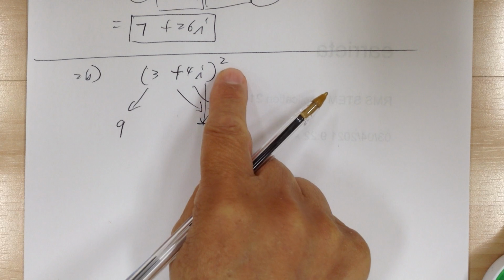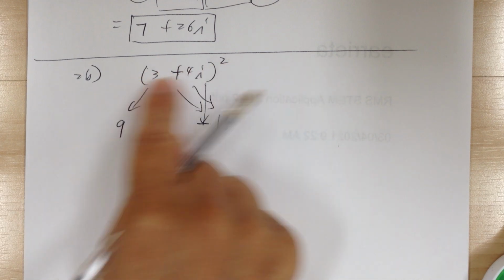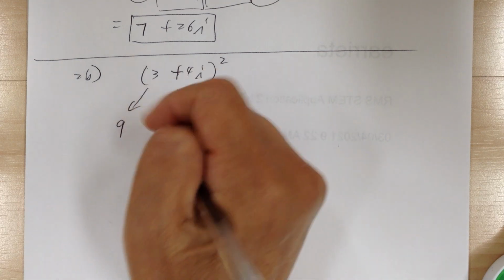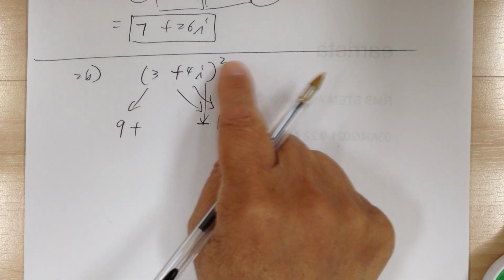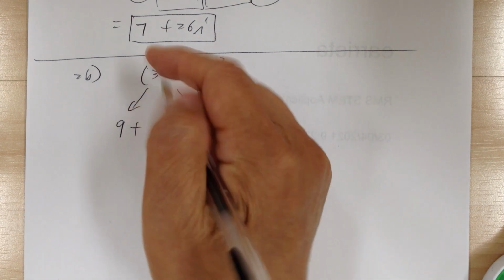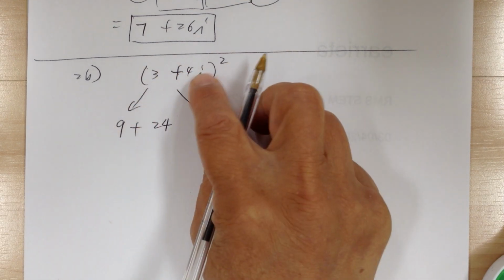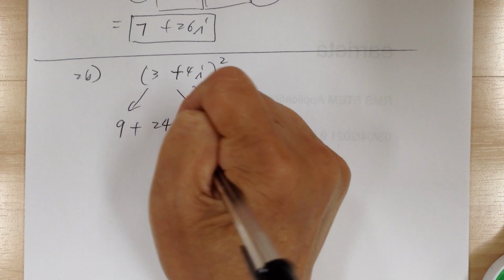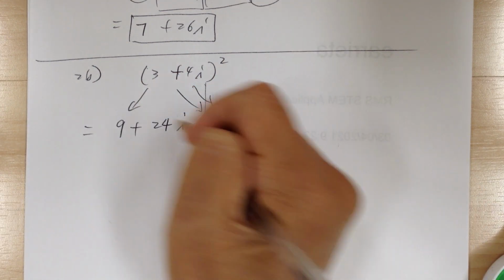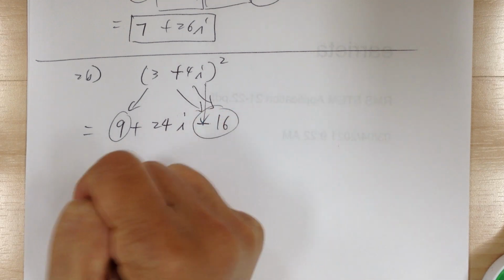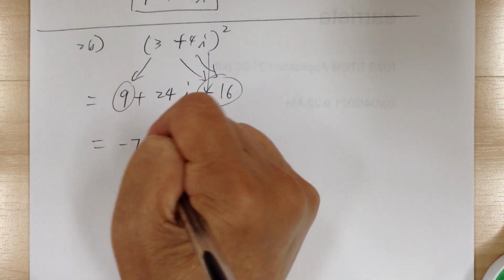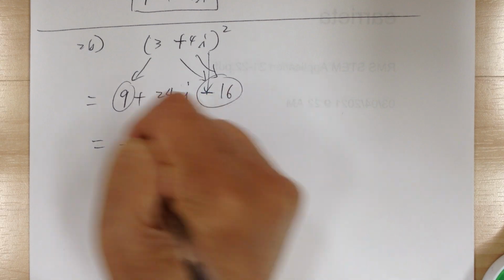Now the middle term, again, remember when you square a binomial, you're going to get a middle term. So when you multiply the middle term, you take care of the sign, so it'll be plus. And then the number, 2 times 3 is 6 times 4 is 24, and then you have the letter i. So now you can combine the like terms. So this will equal negative 7 plus 24i.